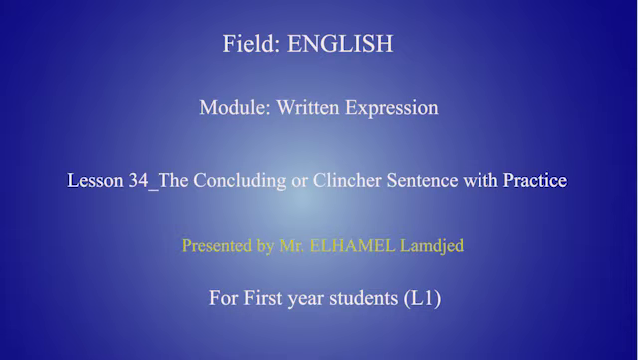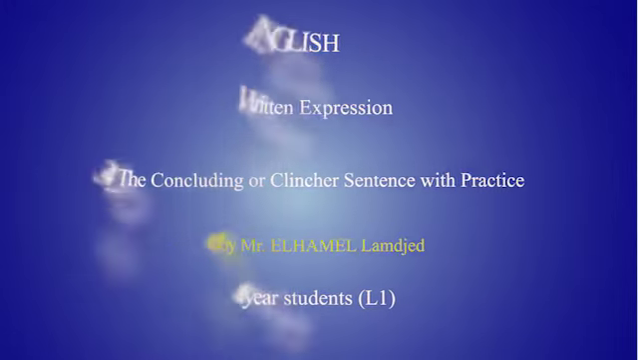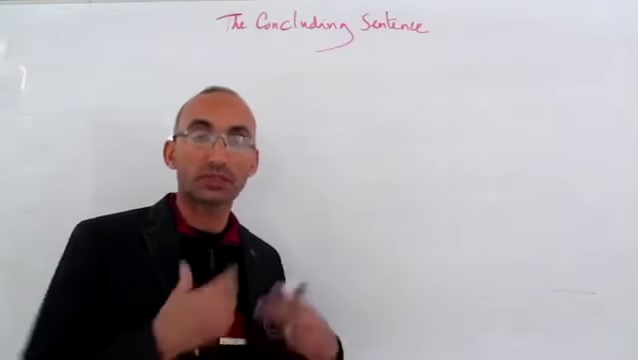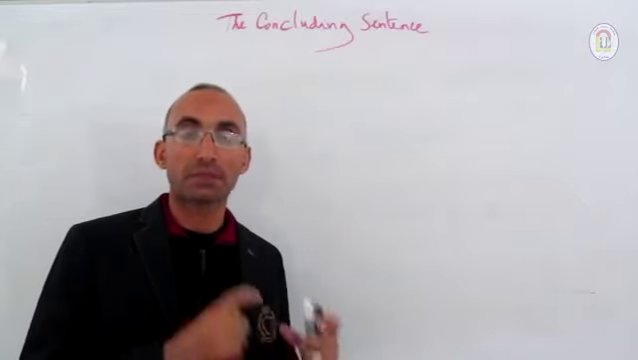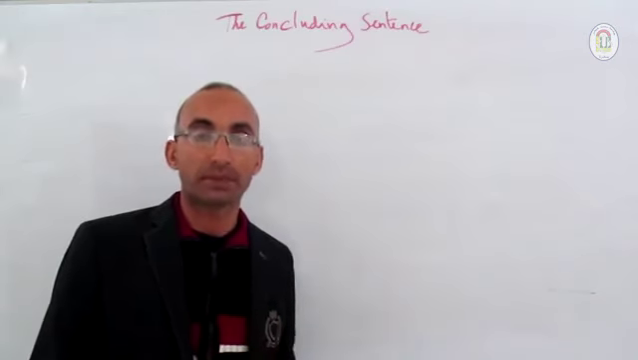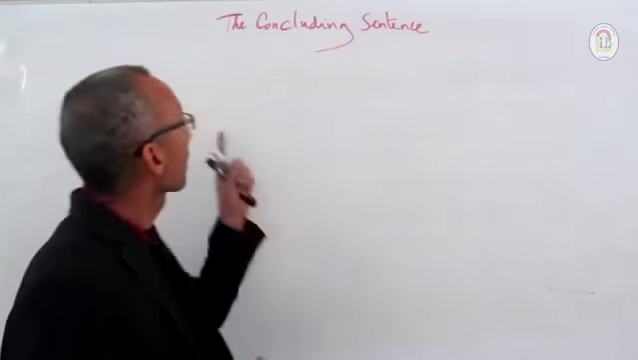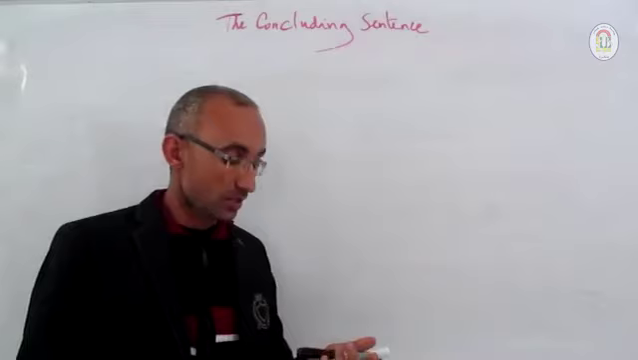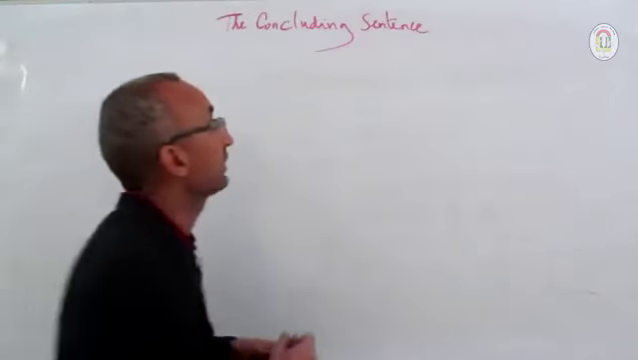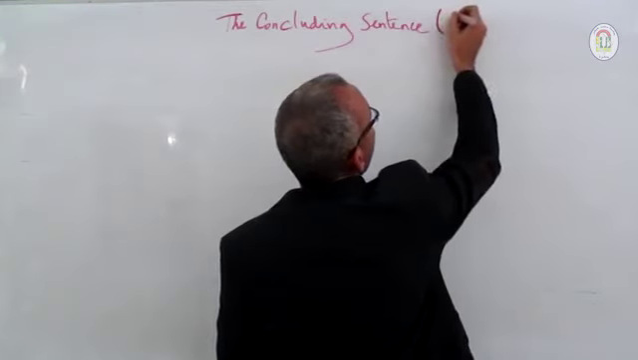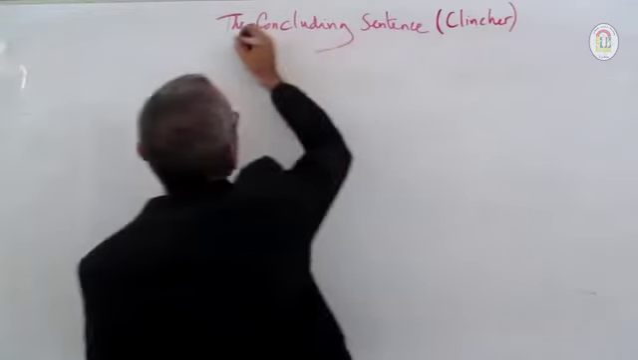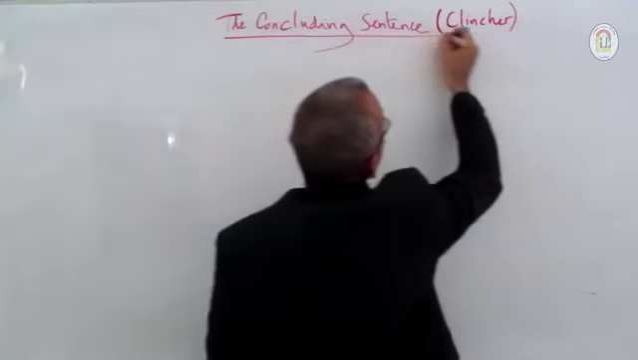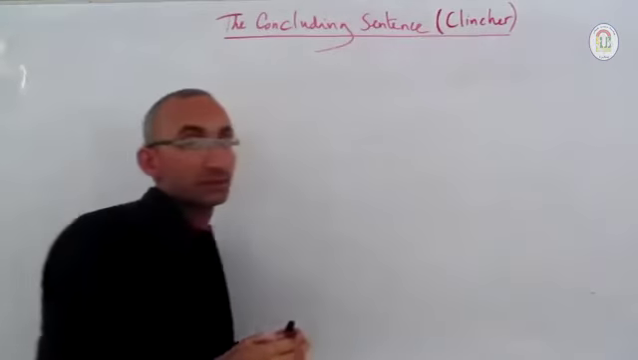Today we continue with the third and last part of a paragraph, and we'll try to see the different tips and rules for writing this part correctly and properly. It is the concluding sentence, or what is also termed in some books of writing, the clincher statement. So here we have two terms for the same element or part.